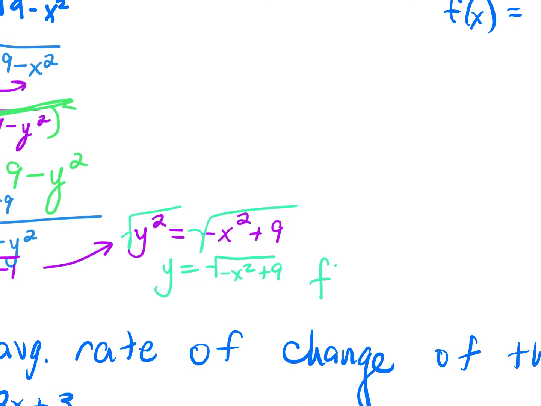There you go. Inverse notation. f negative 1 of x. And then I have negative x squared plus 9.